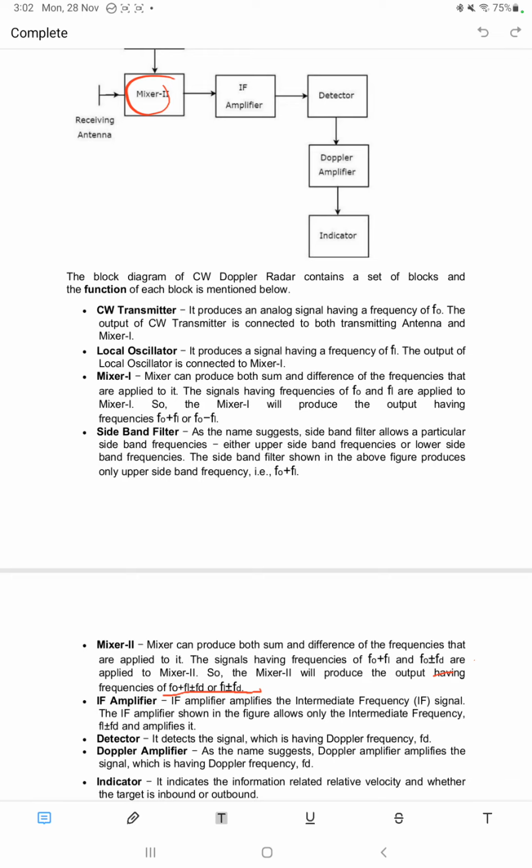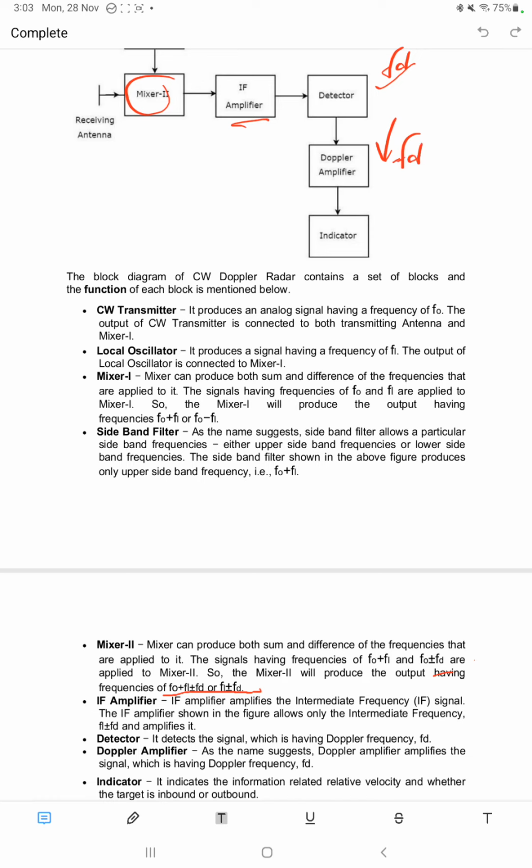Next, the IF amplifier, the intermediate frequency amplifier. It amplifies signals in intermediate frequency form, f1 plus or minus fd. The detector detects signals having Doppler frequency fd. Next, the Doppler amplifier: as the name suggests, it amplifies the signal having Doppler frequency fd.